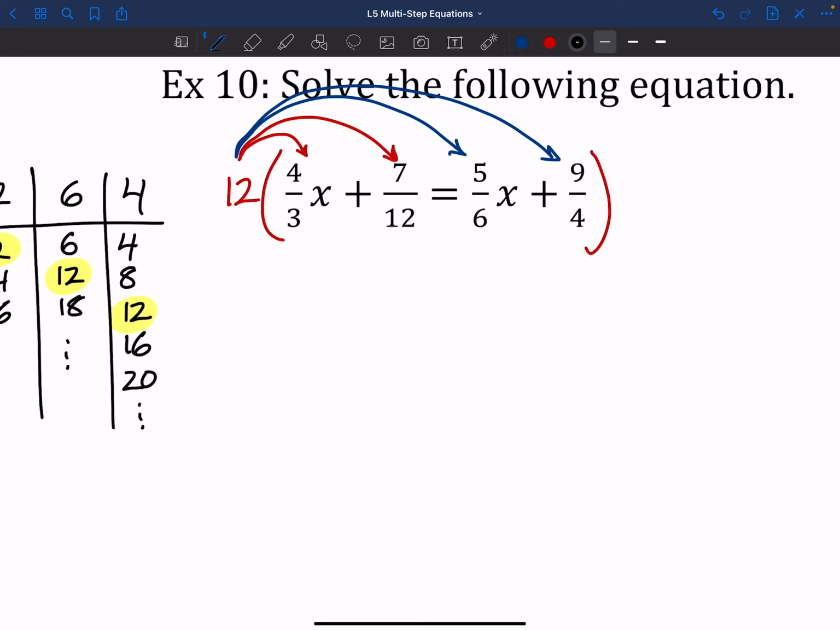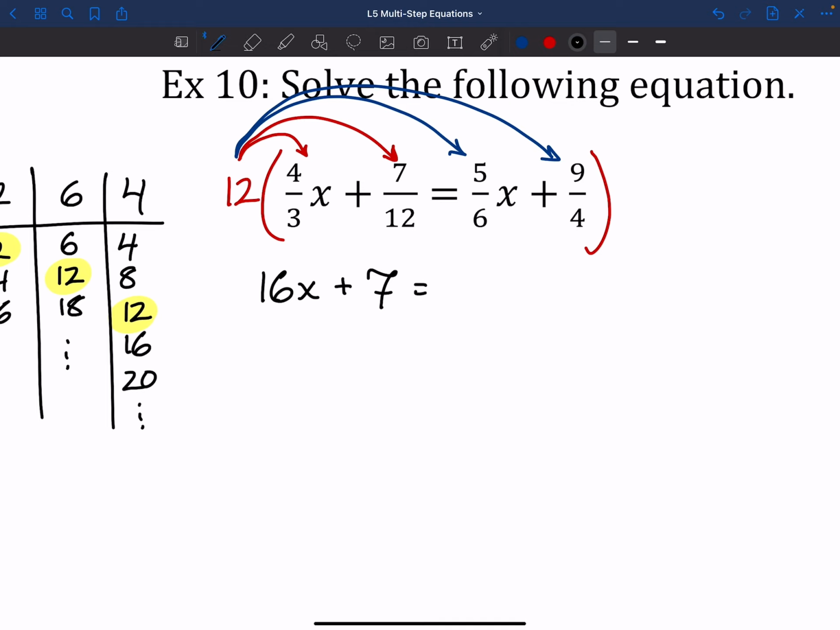Over in the red, we're going to take this 12 and divide it by the 3 on the bottom. So 12 divided by 3 is 4. Take that 4, multiply it by the 4 up top, which will give us 16. And you've got 16x there. Up next, 12. Divide it by the 12 on the bottom. 12 divided by 12 is just 1. We're going to take that 1 and multiply it by the 7 up top. 1 times 7 is 7.